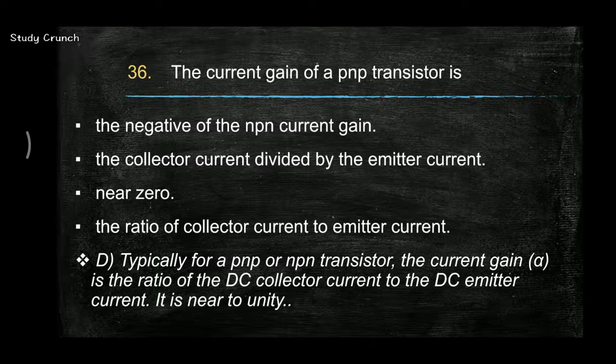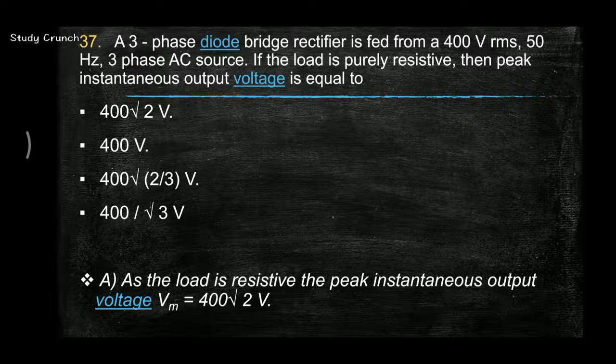Next, the current gain of a PNP transistor is the ratio of collector current to the emitter current. Typically for PNP and NPN, the current gain is the ratio of DC collector current to DC emitter current, which is nearly unity. Next, a three-phase diode bridge rectifier is fed from a 400 volt RMS, 50 Hz, three-phase AC source. If the load is purely resistive, then the peak instantaneous output voltage is equal to 400 root 2 volts.